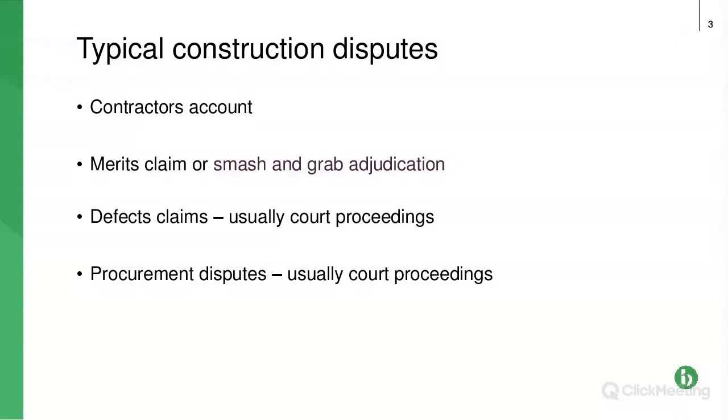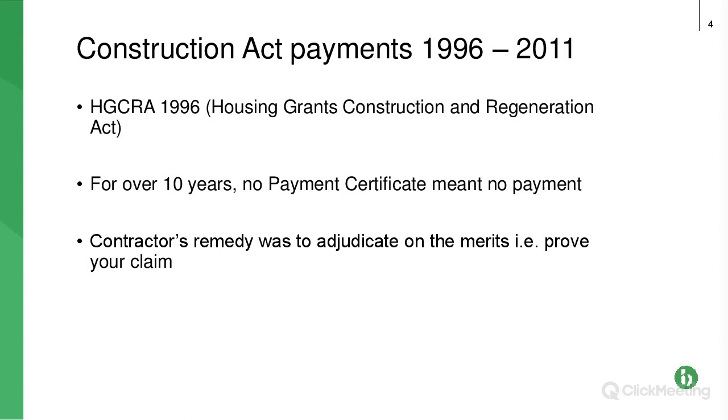So then finally, the second bullet point is adjudication. Split it into two: one's a merits claim, one's a smash and grab. We're looking predominantly at smash and grab today. The merits is where you look at the actual merits of the claim. So if it's a compensation event that's been rejected by the employer, it's proving that it is a compensation event, and proving the money and the time that goes with it in order to get an adjudication award. Smash and grab is a different animal because you're not actually proving the merits of the claim. It's more a procedural thing.